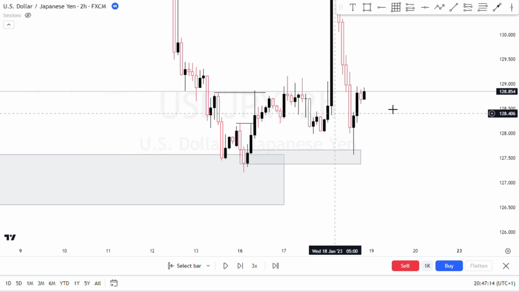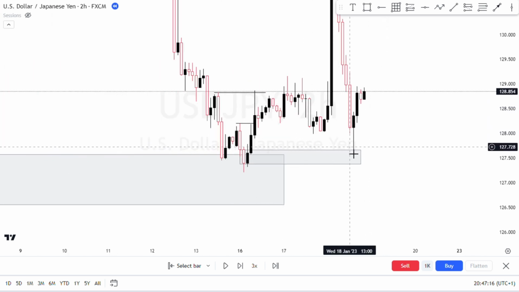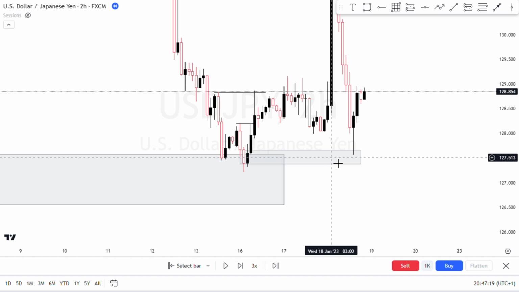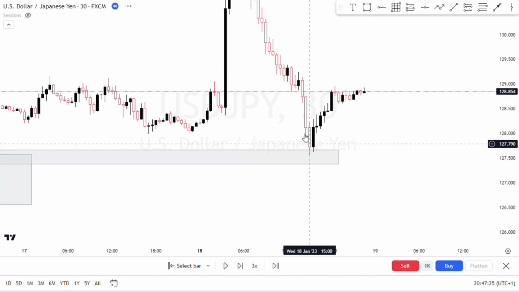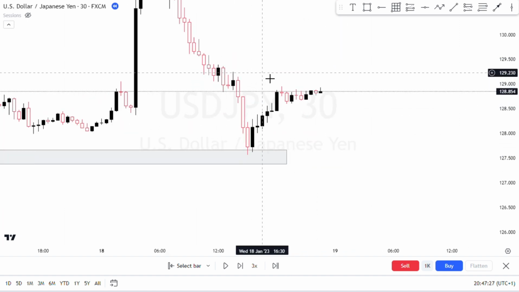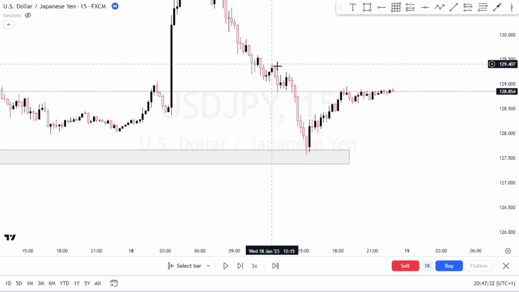But if you go to a lower time frame, I can decide to refine my entry. Let's just check 30 minutes. On the 30 minutes time frame, let me see, maybe I'm going to see a break of structure here. No. Let me check the 15 minutes time frame. 15 minutes time frame. No.